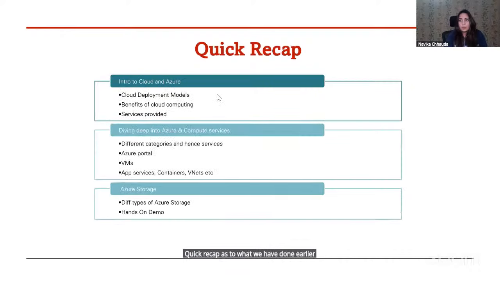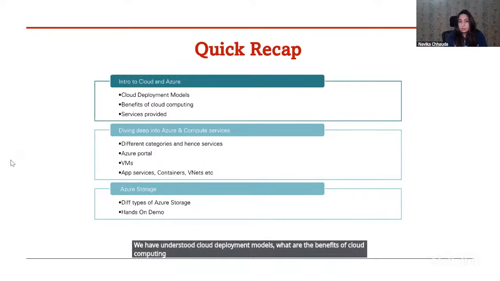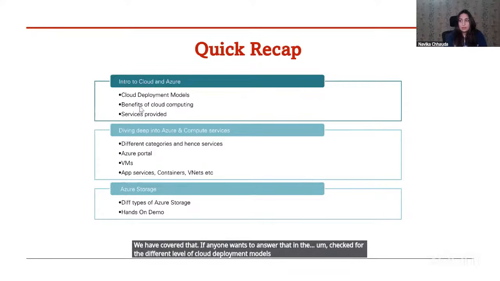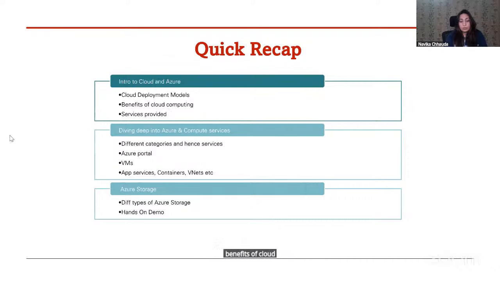Quick recap as to what we have done earlier. In the first session, we covered the introduction to cloud and Azure. We have understood cloud deployment models. What are the benefits of cloud computing? What are the different types of services provided? Again, what are the different types of cloud deployment models? We have covered that. If anyone wants to answer that in the chat, what are the different types of cloud deployment models? We have discussed the benefits of cloud computing, like why to go into cloud.